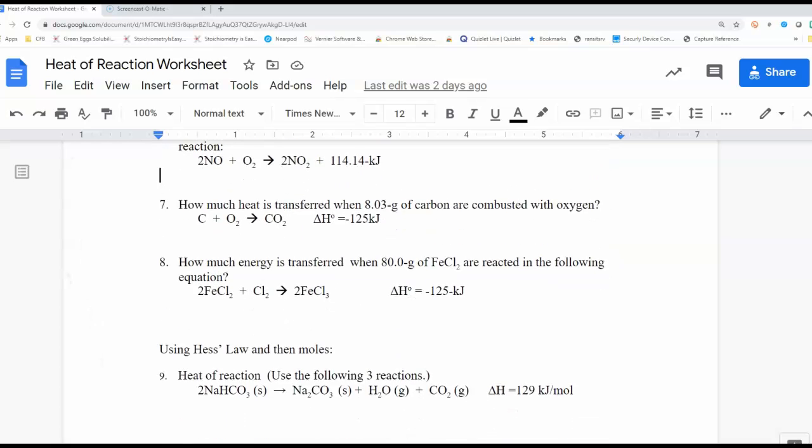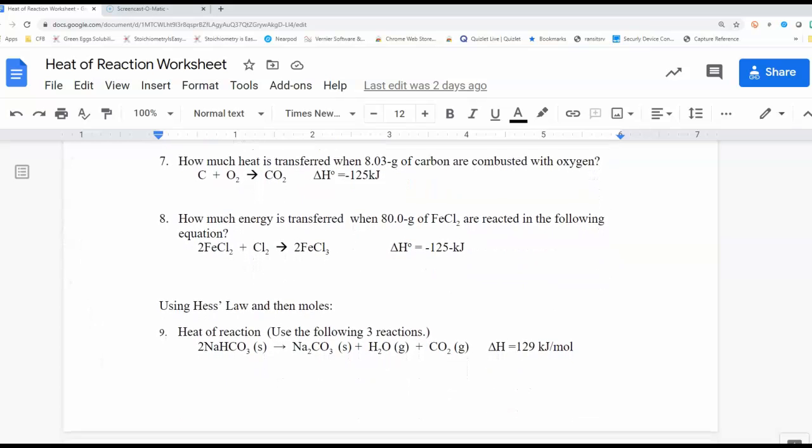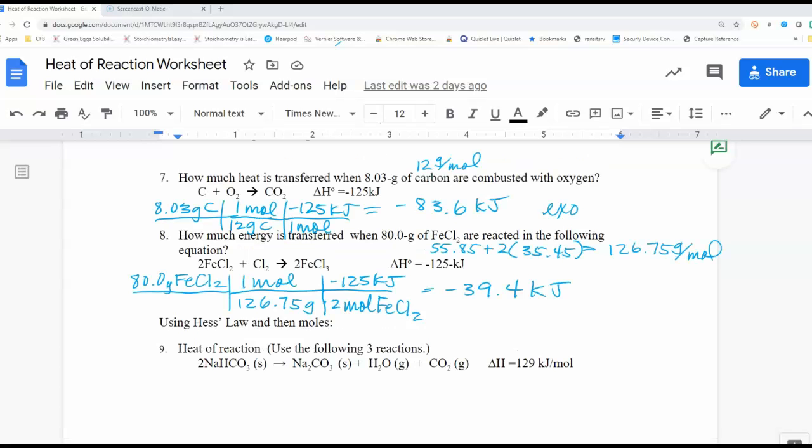All right, let's go on to our next set here. Number 7, how much heat is transferred when 8.03 grams of carbon are combusted with oxygen? And then how much energy is transferred? I'm going to do both of those and then come back and show you what they look like. Okay, so both of these were pretty straightforward, using our mole ratios and molar masses as needed. Just make sure that you recognize when things are negative, those are exothermic. When the delta H is positive, that's endothermic. And I think this is probably pretty straightforward.